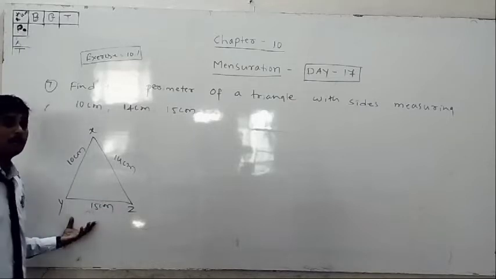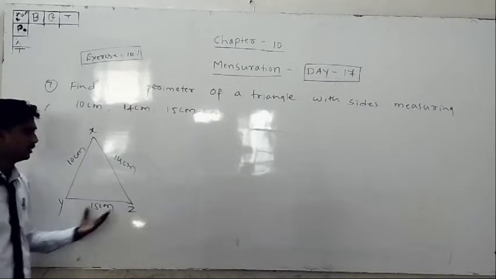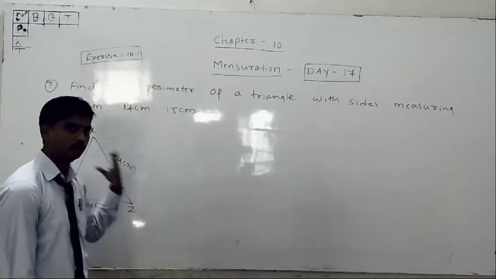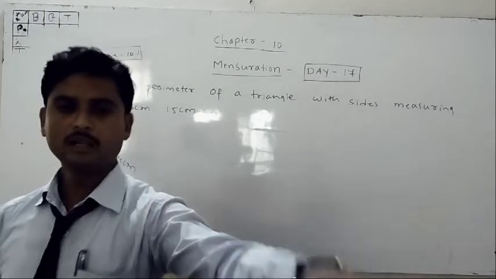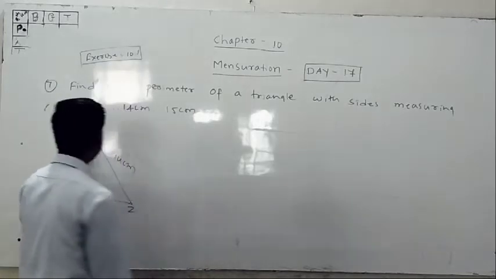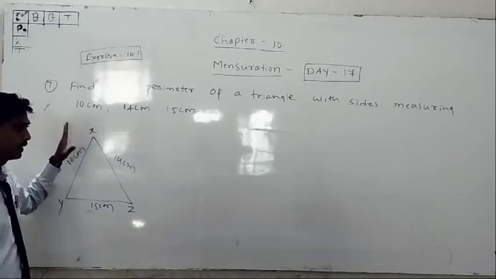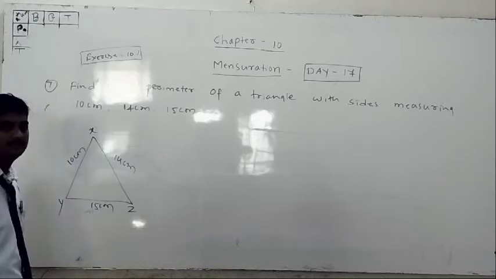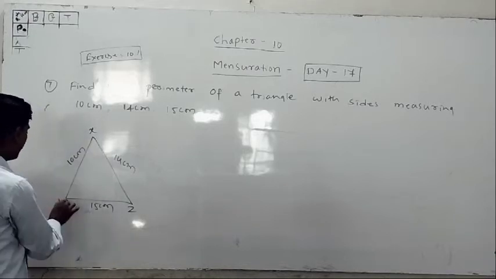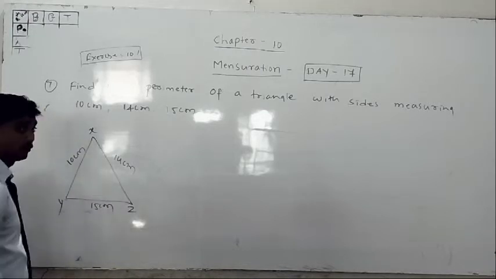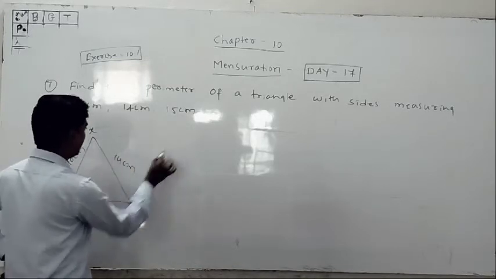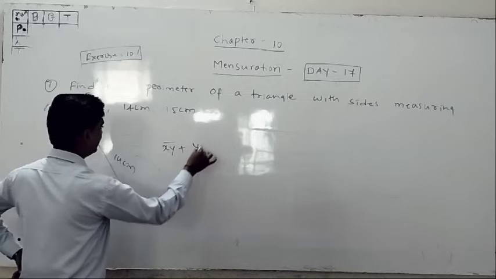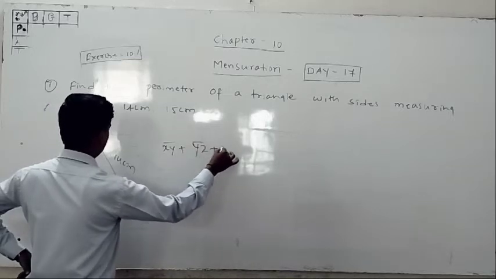It is a rough diagram only, so that the solution should be easy. That's why you have to write this type. Afterwards, first you have to find the perimeter. Perimeter means total length of the boundary. We want XY plus YZ plus ZX.